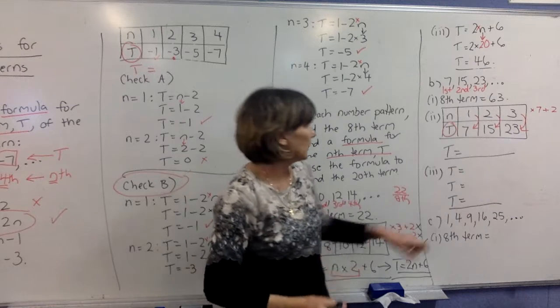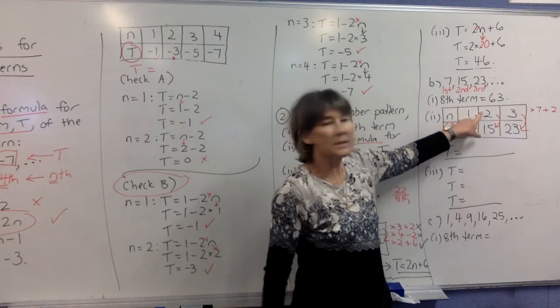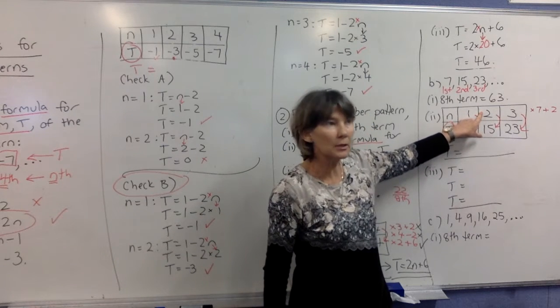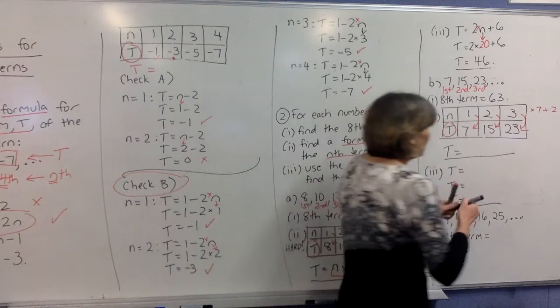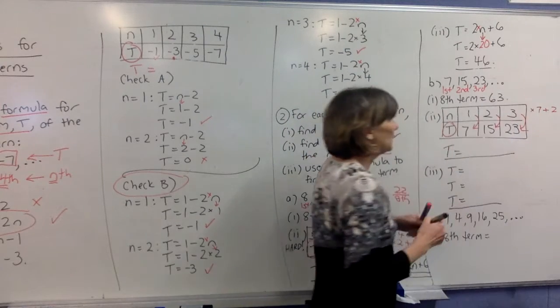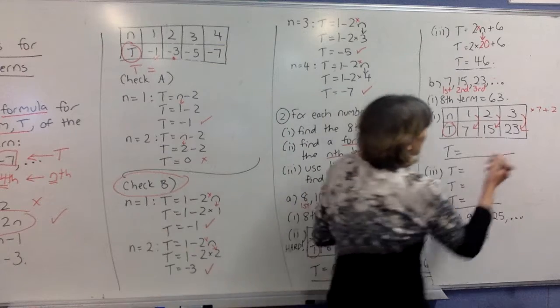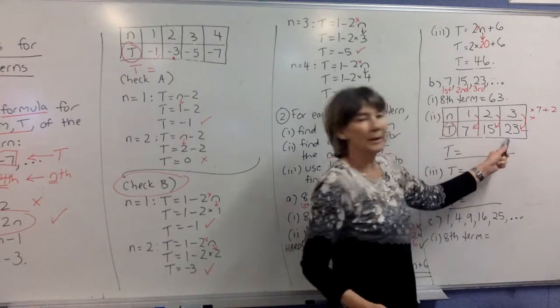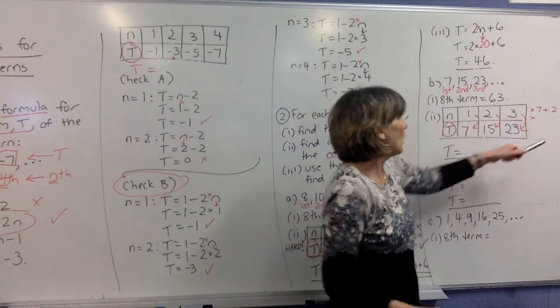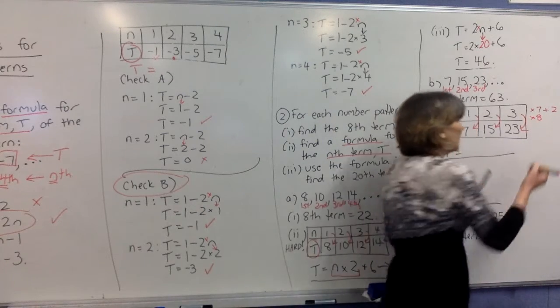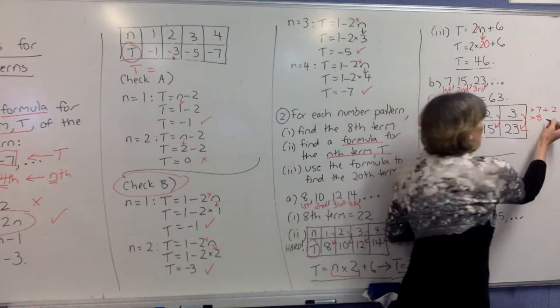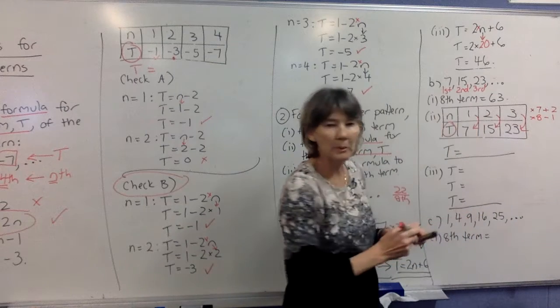Let's see if it works on the next one. 2 times 7, 14, plus 2, 16. No, it's not working, so we'll get rid of that one. All right, let's multiply to something that's a bit bigger than 23. So 3 times 8, that will give me 24 minus 1. That will give me 23.